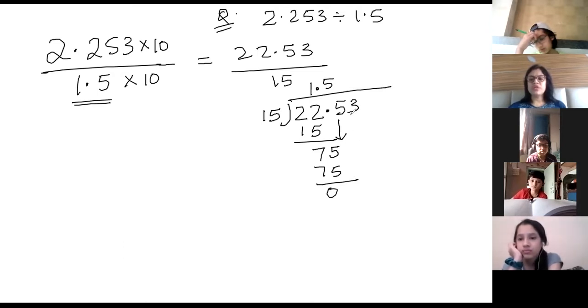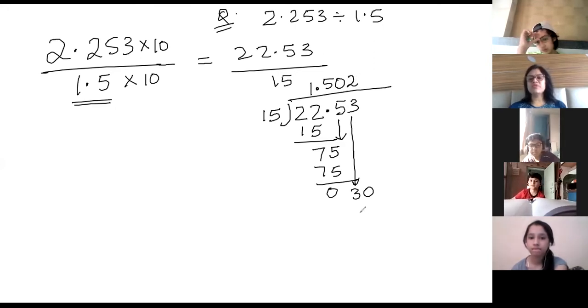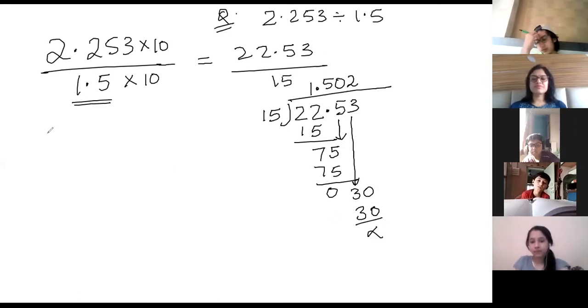So now the next digit is 3. Now 3 will not go by 15. So I will put 0, and you will put a 0 over here, and then a 0 over here, because I'm putting two numbers together over here, 3 and 0. So you'll put a 0, and then it comes out to be 15 twos are 30. So your answer is yes.